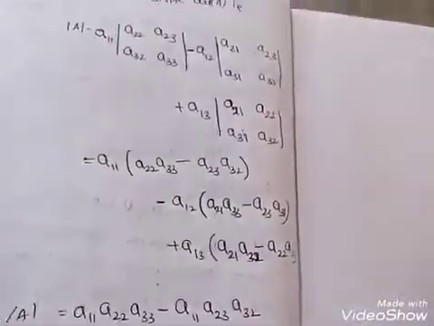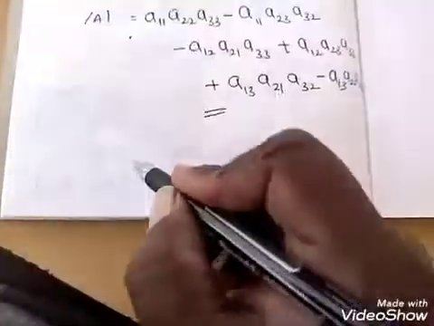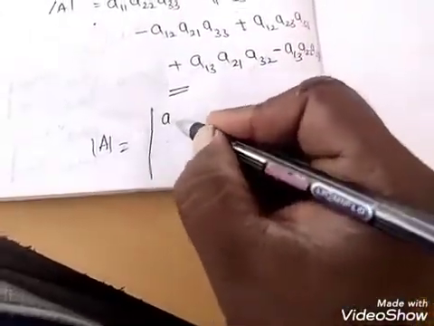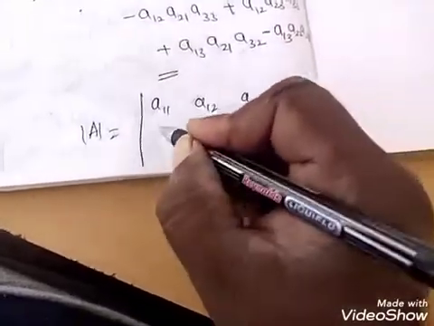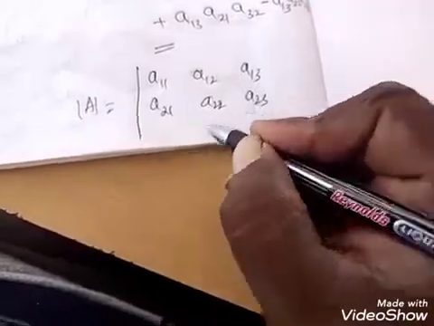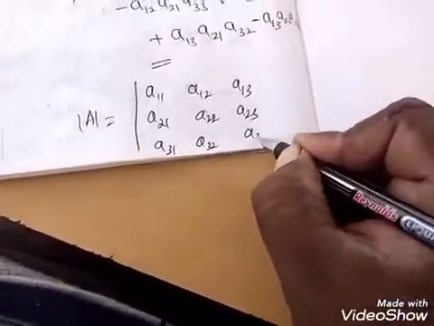Similarly, we will verify with respect to the column. Now, I will write once again. What is that one? A is equal to A11, A12, A13, A21, A22, A23, A31, A32, A33.